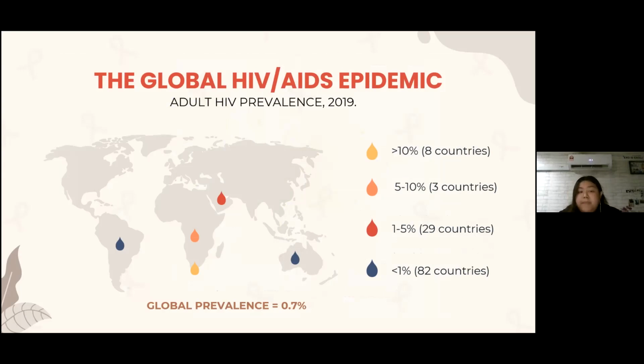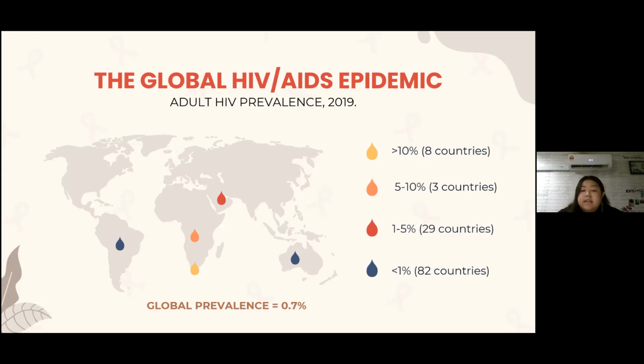So here we have a comparison, which is the global HIV and AIDS epidemic, adult HIV prevalence in 2019. Epidemic means the rapid spread of disease to a large number of people in a given population within a short period of time. And prevalence means the total number of individuals in a population who have a disease or health condition at a specific period of time. They are usually expressed as a percentage of the population.